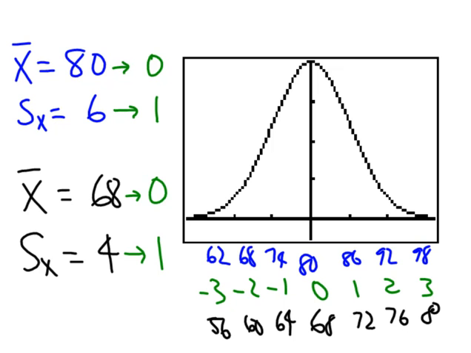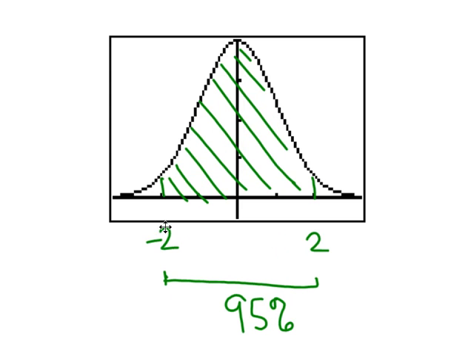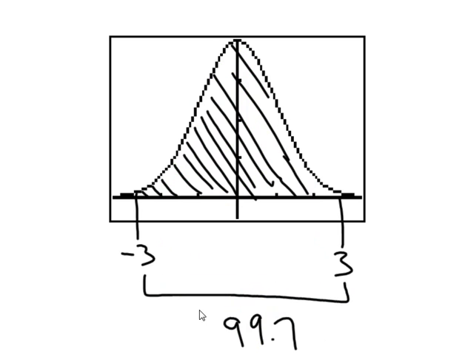Now, you should also be familiar with the 68, 95, 99.7 rule, which tells us that for any normal distribution, 68% of the values are going to be between 1 standard deviation below and 1 standard deviation above. 95% of the values in the distribution are going to be between 2 standard deviations below and 2 above, and that 99.7% of the values in the distribution will be between 3 standard deviations below and 3 standard deviations above.